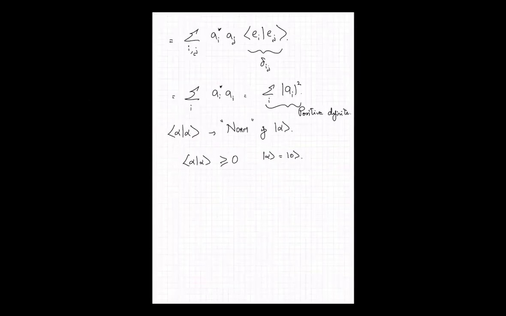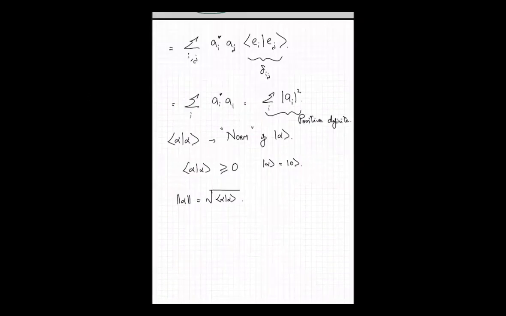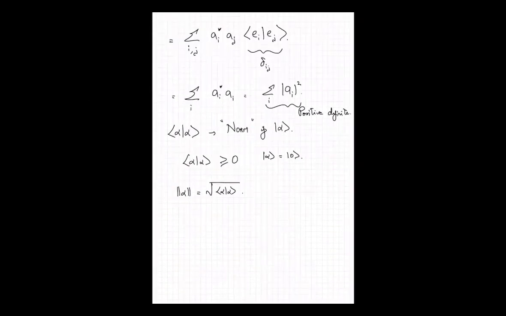So typically we take, sorry, this is the squared norm. So the norm is given by the square root of this. Just like the length of a vector is the square root of ax square plus ay square plus az square, the norm of the vector is the square root of the inner product of the vector with itself.